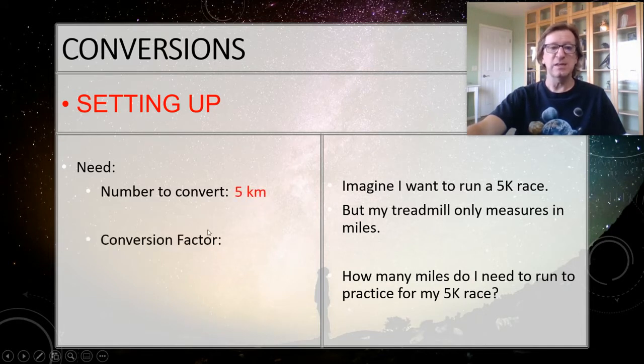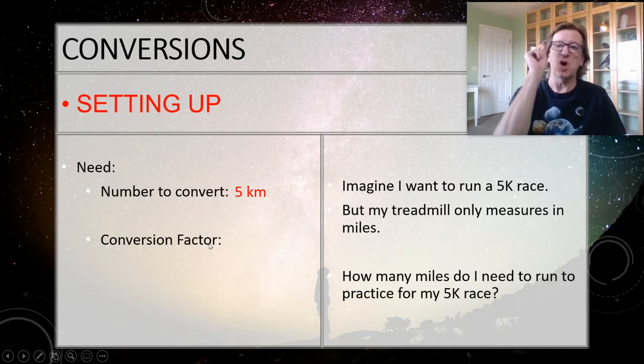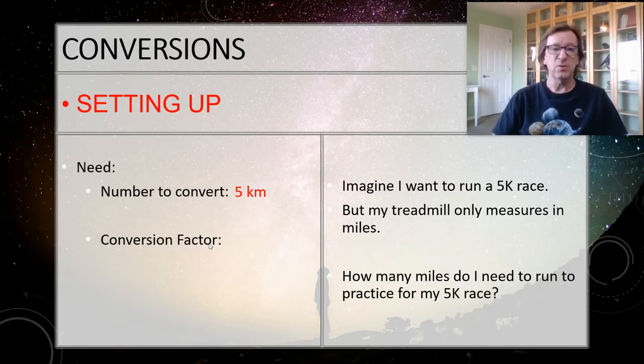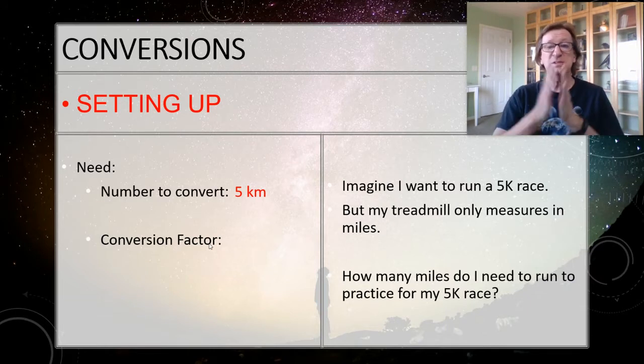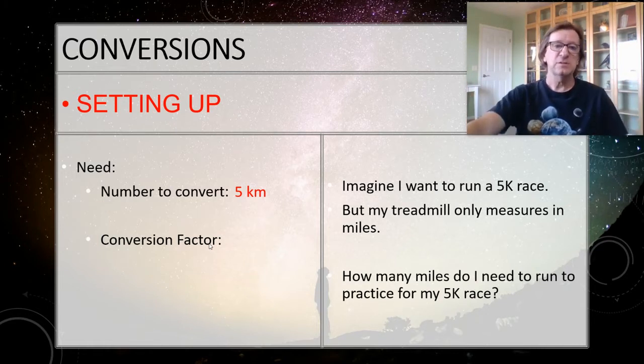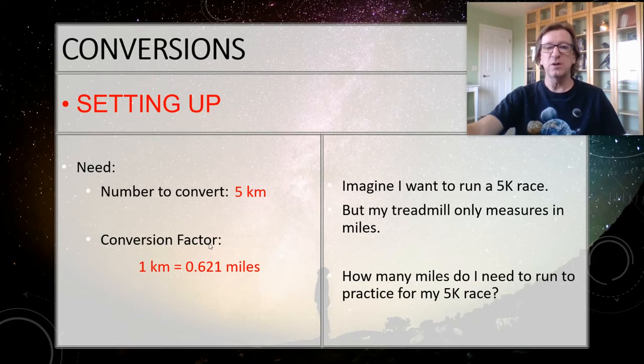The next thing I need is my conversion factor. This will always be given to you. It's on your equation sheet. Every conversion factor you will need for this class is on your equation sheet. Now, you can use this technique for anything, though. All you need to do is go look up a conversion factor, and you've got it. So in this case, 1 kilometer is 0.621 miles.